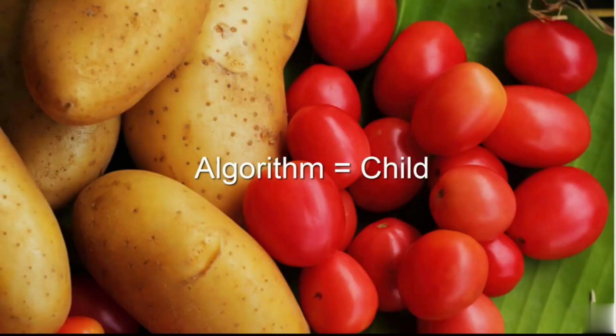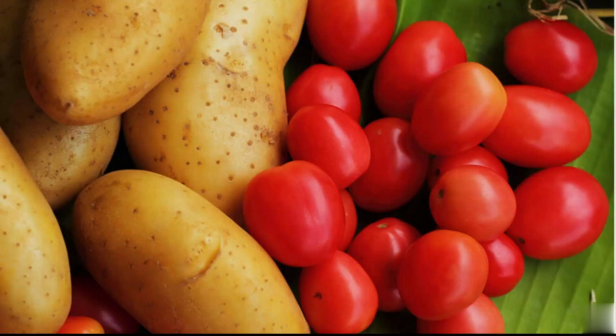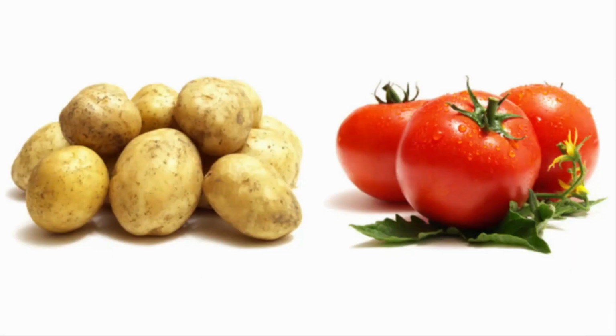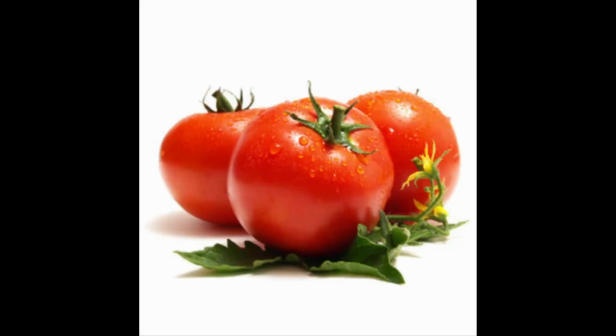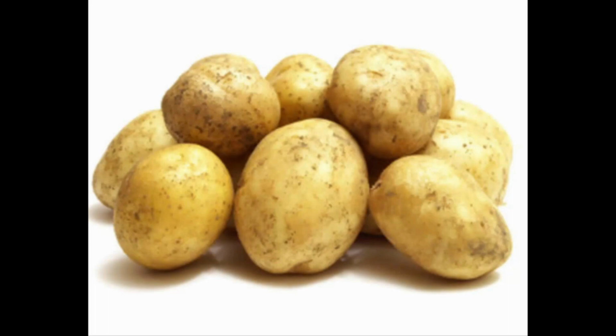Now, let's say that you have a basket of tomatoes and potatoes, and let's say that you want the child to separate the tomatoes and potatoes into two different baskets. Okay. Now, for supervised learning, you would first show the child how a tomato and a potato looks like. Then you would tell the child to do the task for you.